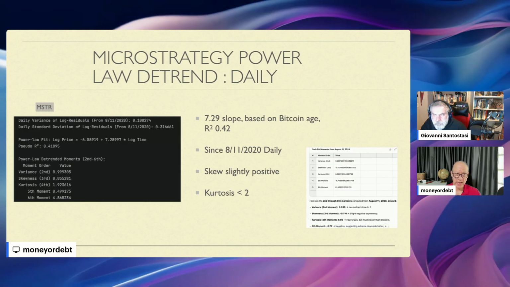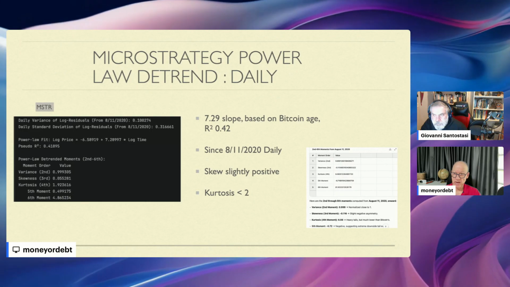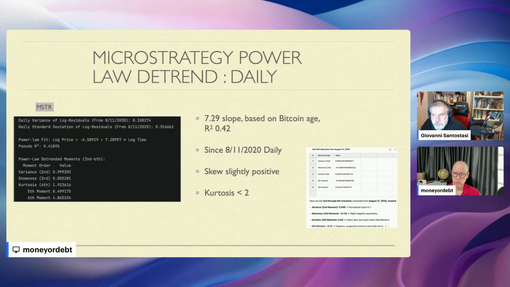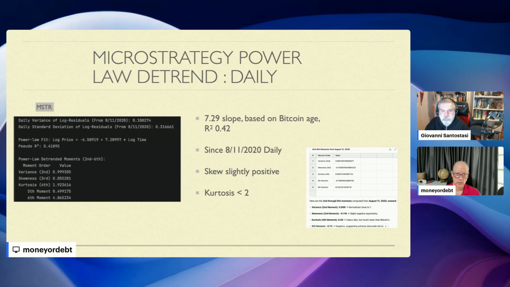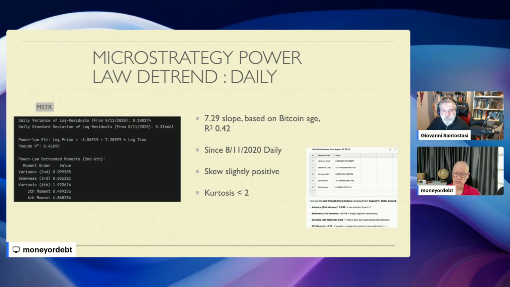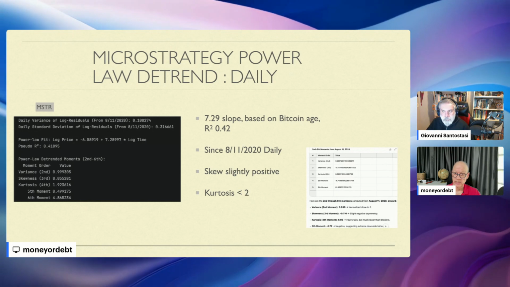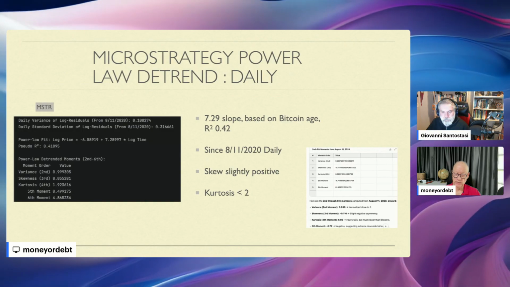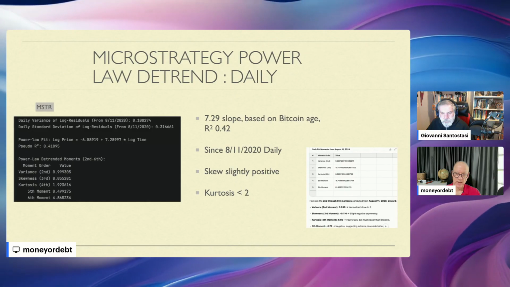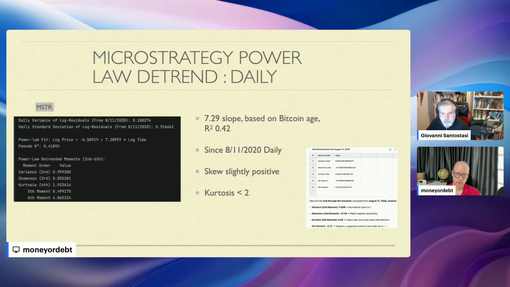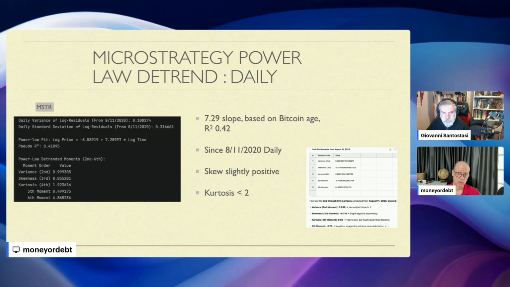So if you look at now this power law detrended moments, the skewness is close to 0. The kurtosis is 1.9, less than 2, which is less than the normal distribution of 3. The fifth moment is modest. The sixth moment is reasonably modest. And there's no advantage of negative skew here that we have with daily Bitcoin.